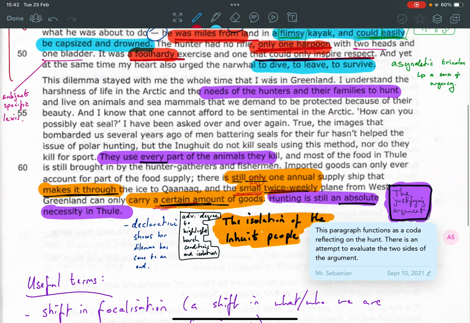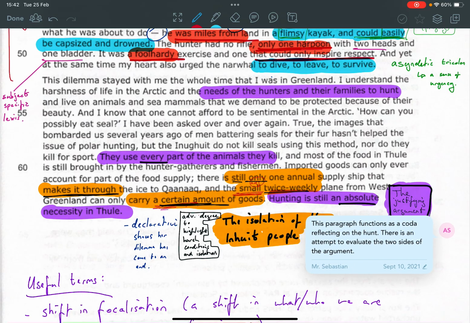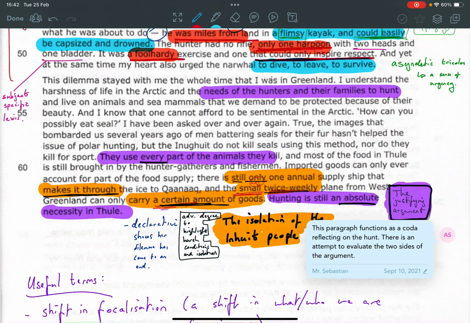Finally, the end. So I would describe this final section as a coda. A coda is a musical term, and it's an additional bit of music almost at the end of a piece, and it reflects on the motif so far. So we reach the end of the tension by the end of line 51, and then the writer steps away entirely from the tension and the pursuit of the narwhal, and instead reflects on the ethics of what we have just read. So I've written here in this bubble, this paragraph functions as a coda reflecting on the hunt.